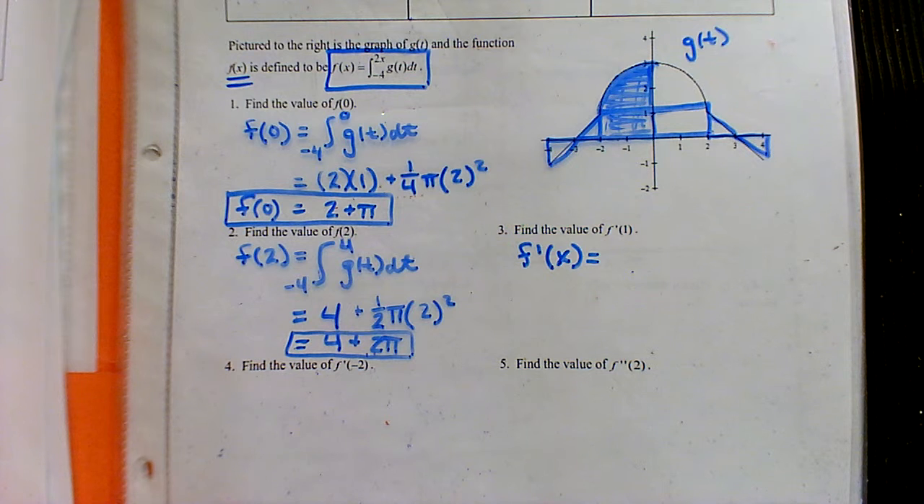Notice how the right-hand side is an integral, though. So we're taking the derivative of the integral. We're going to go ahead and use that second fundamental theorem of calculus. Can someone describe how that worked from yesterday? How do you take the derivative of an integral?